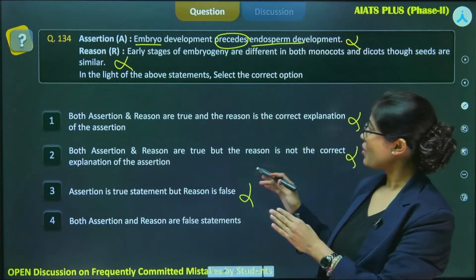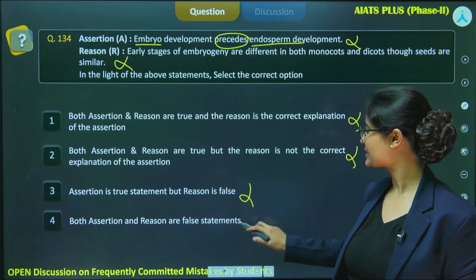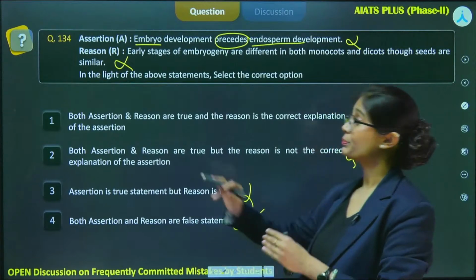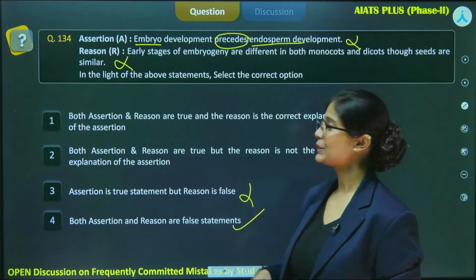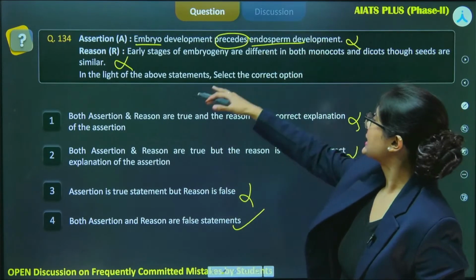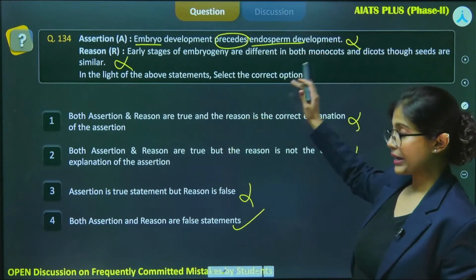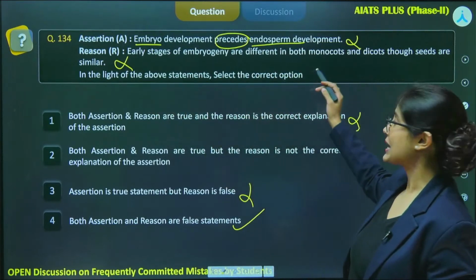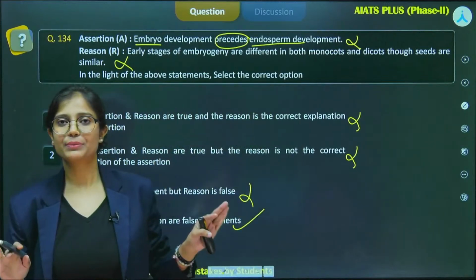So from this I can conclude that both assertion and reason are false statements. So this is how basically we solve the question. But if we have to make the assertion and reason correct, for example, let's see in this question only, that endosperm precedes the embryo development. If we correct it, and if the reason is the same, that early stages of embryogeny are the same in both monocot and dicot seeds, then also the answer will not be there.